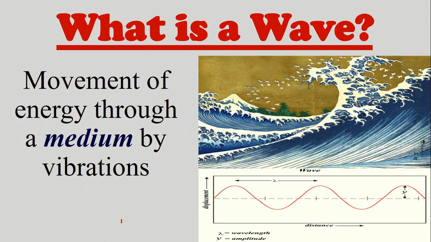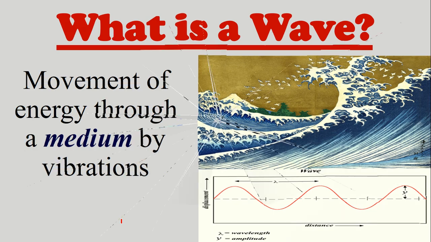So like always, let's start off with the definition. What is a wave? A wave is the movement of energy through something called a medium by vibration. Waves are all about the movement of energy, and we've been talking about energy for a lot of physics if you've watched some of the other videos I've done, because physics really does deal with energy. But it's through something called a medium, and there has to be vibration.